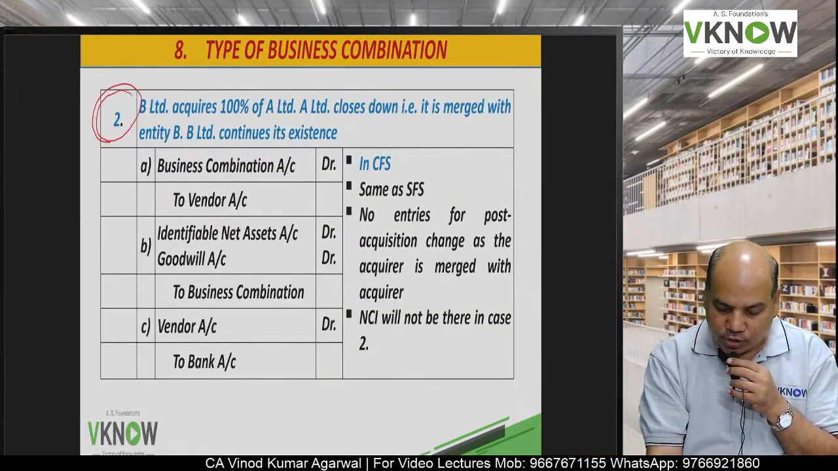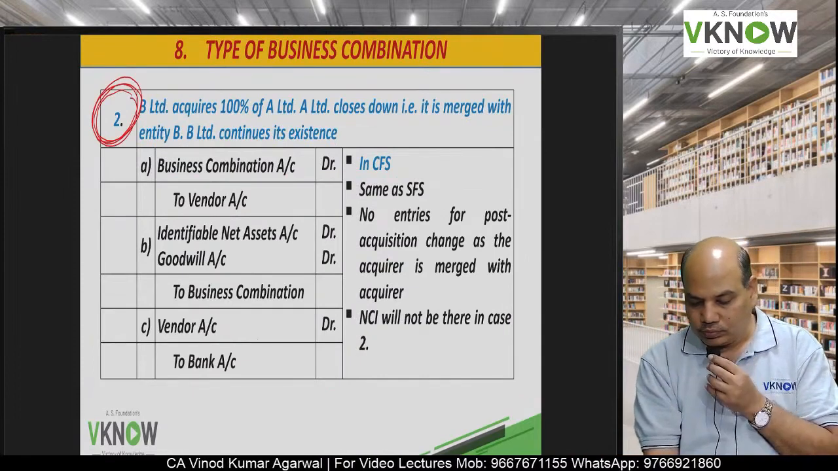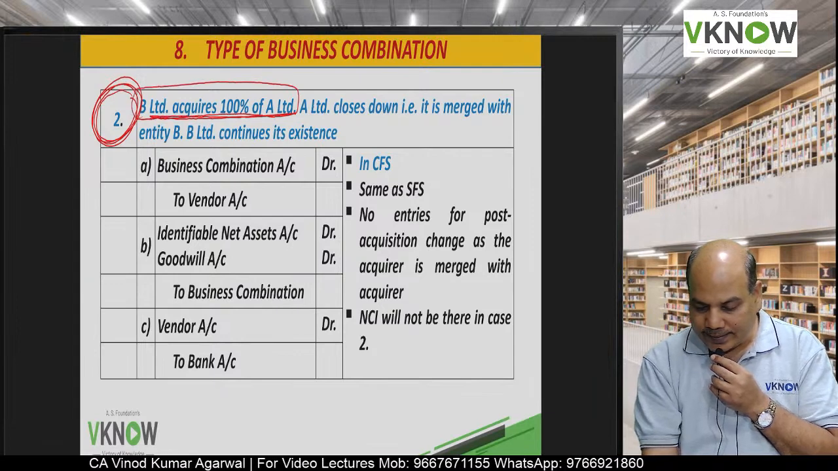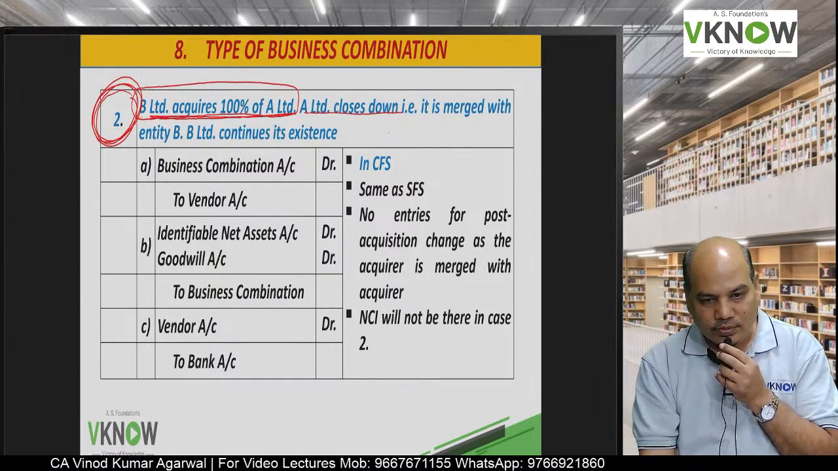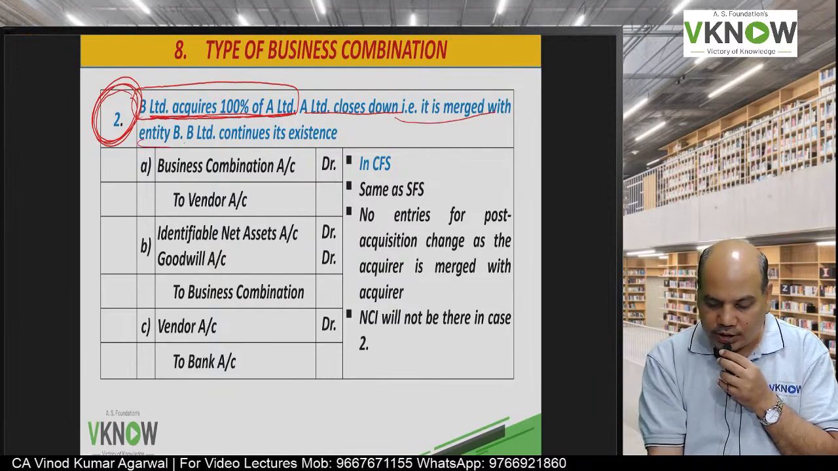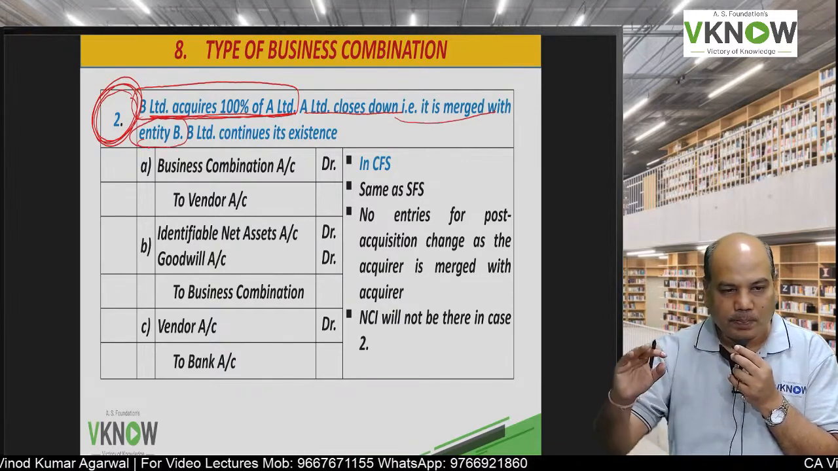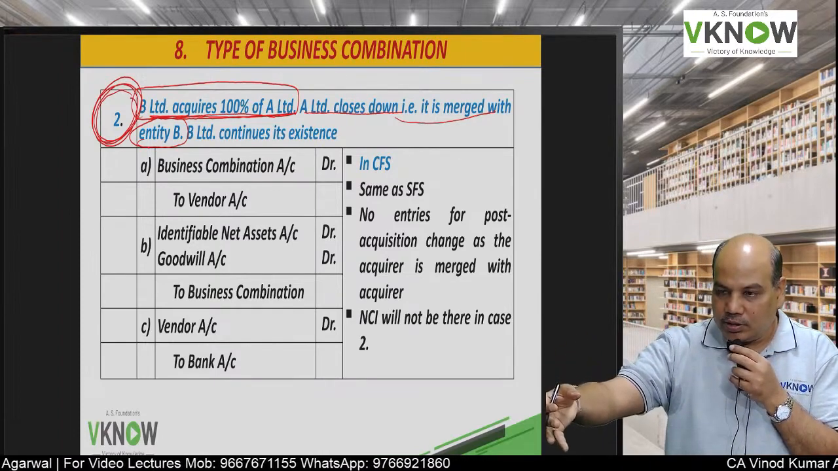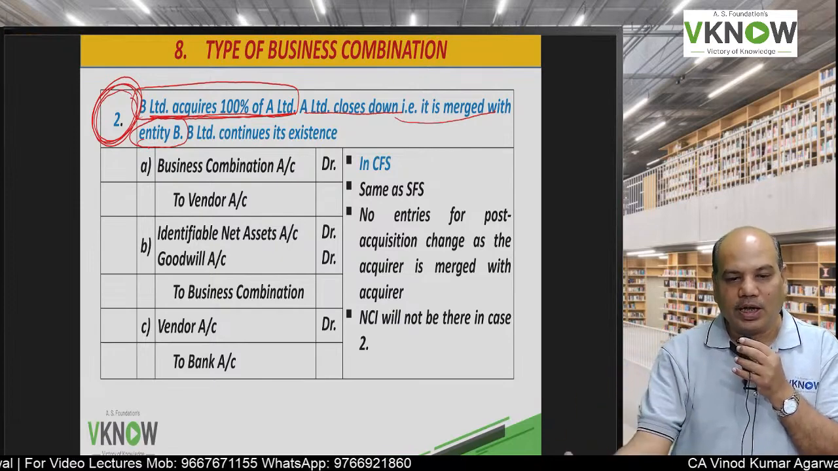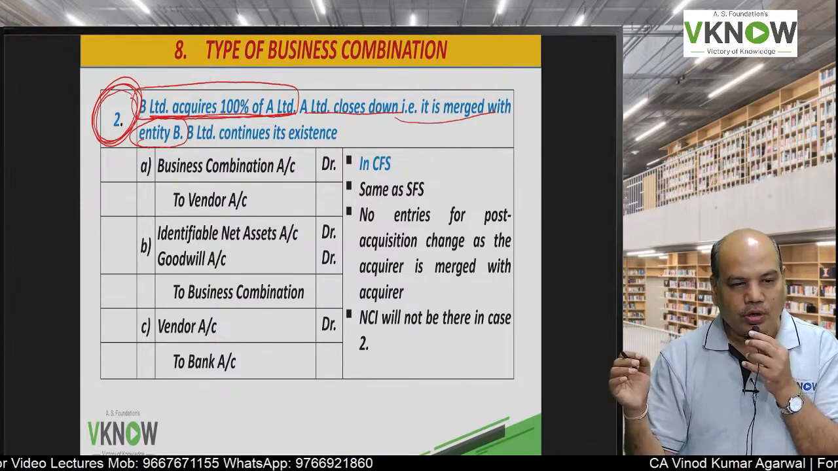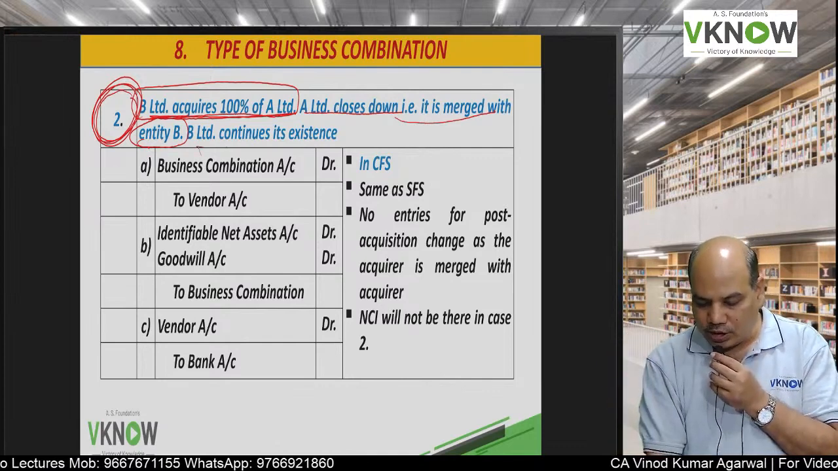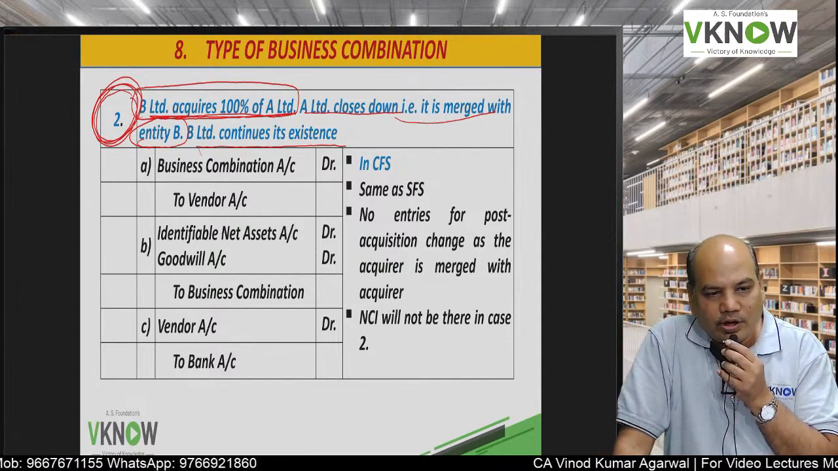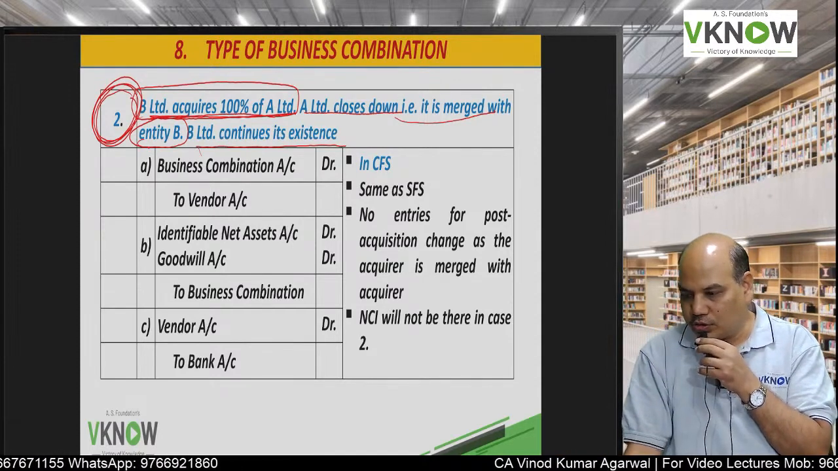Now please focus here. Case 2. B Limited acquires 100% of A. A Limited closes down. That is, it is merged with the entity B. In the first case, B continued as a subsidiary. In second case, A Limited is merged with B. A Limited absorbs B. What we used to call intermediate absorption. B Limited continues to exist. So only the acquirer will exist. Acquiree will be closed down.